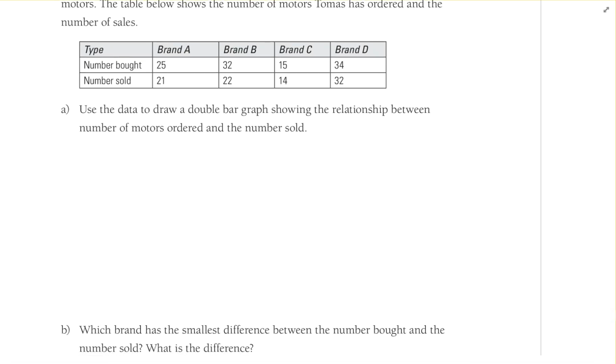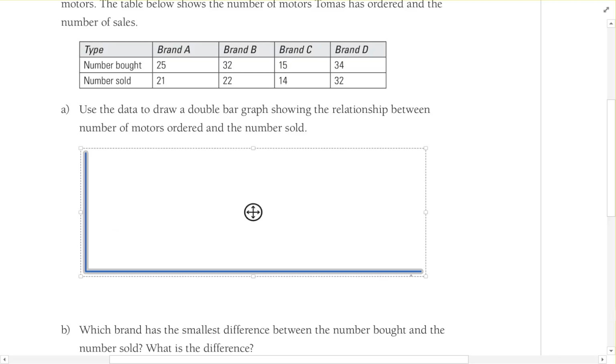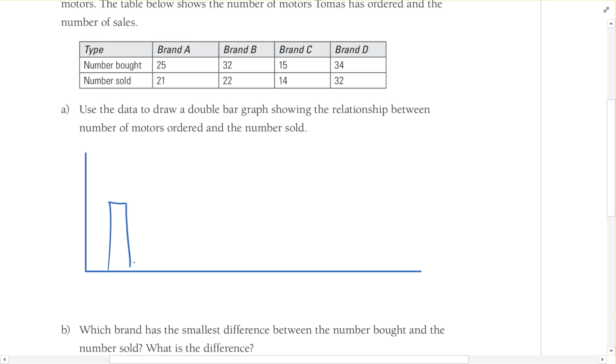Use the data to draw a double bar graph showing the relationship between the number of motors ordered and the number sold. Okay, so again, you're going to start off with something like this, but this time we're going to have bars going up. A double bar graph just means that you have two bars beside each other. So something like that would be one of them. This might be brand A.